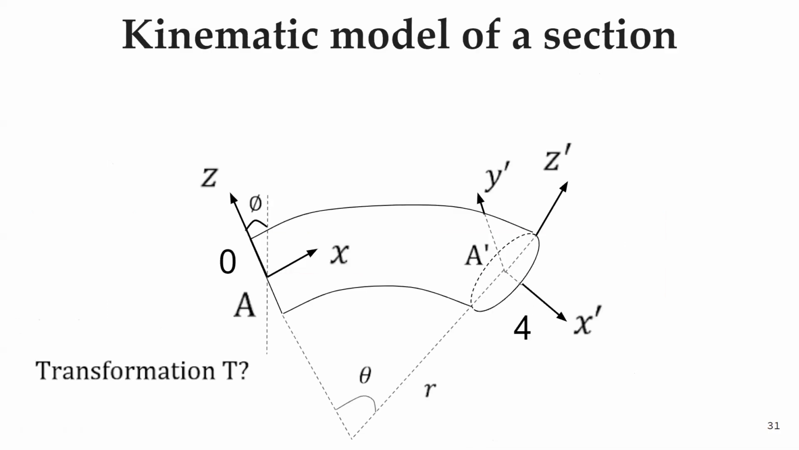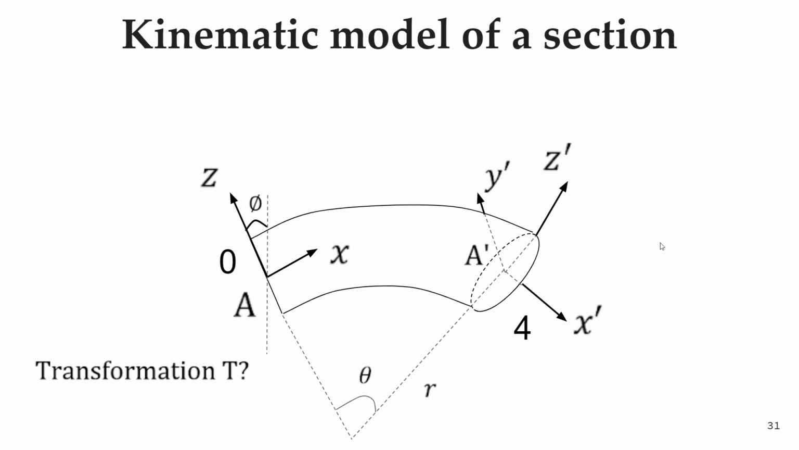Now the kinematic model of a section. Let's assume that there is one section. There is a coordinate system attached to this section, and on the next section there will be a coordinate system x dash, y dash, and z dash, and it is rotated at an angle phi. So how can we calculate the transformation matrix between these two coordinate systems?